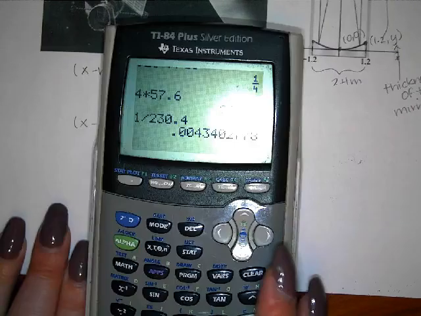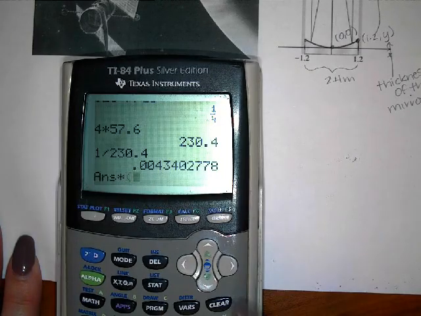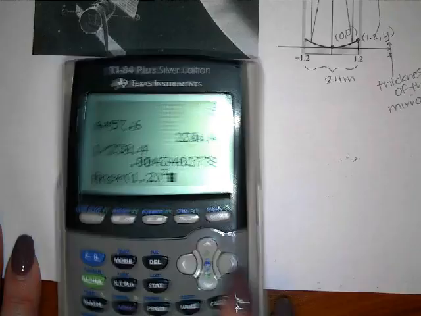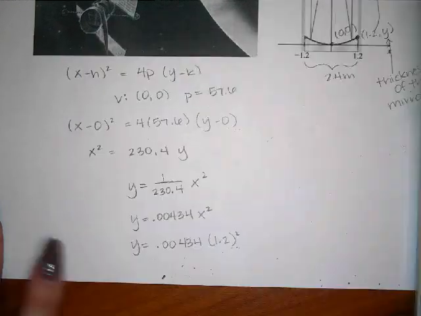So the thickness of the mirror, these are meters. That's how thick the mirror is.